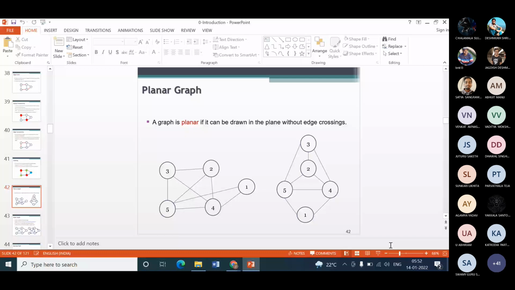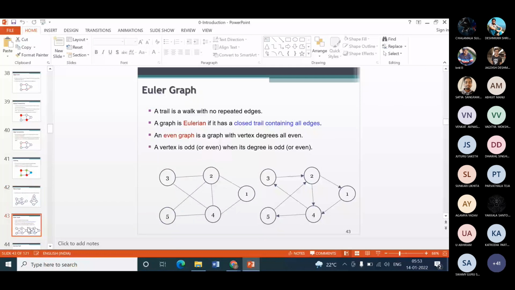Now we will move to an interesting graph that is called an Euler graph, and we will study a few properties of Euler graph, and we will discuss a few algorithms also.